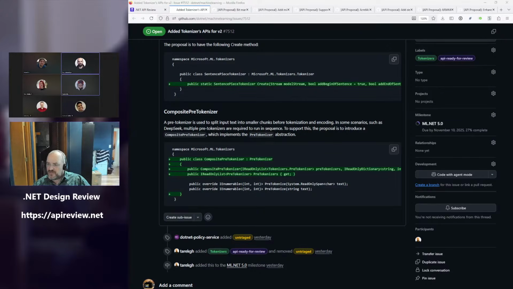So the later pre-tokenizers can't have chunks that cross the previous pre-tokenizer's boundaries, is what it sounds like. It has to be within the boundaries of the chunks created by the pre-tokenizer before it. That's right. Yes.